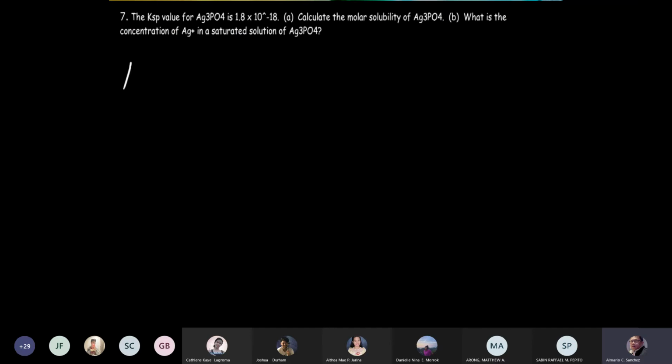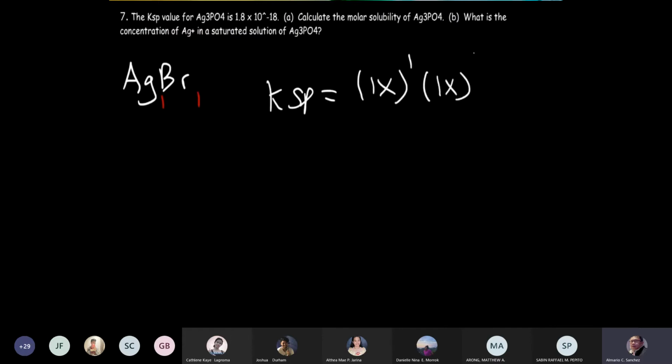Now let's start with our first example, which was AgBr. In this substance, notice that the subscripts are 1 and 1. So to calculate the Ksp, for Ag it's going to be 1x raised to the first power, and for Br, 1x raised to the first power. So you get this expression. The Ksp is equal to x squared. And if you need to calculate the molar solubility, just simply calculate x.